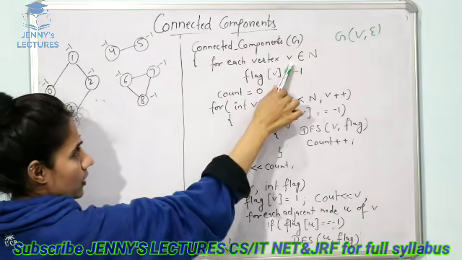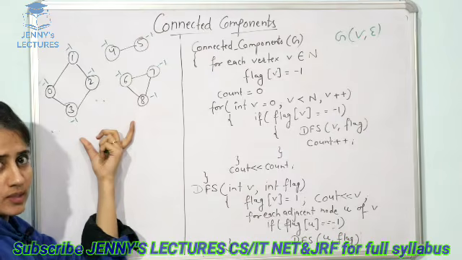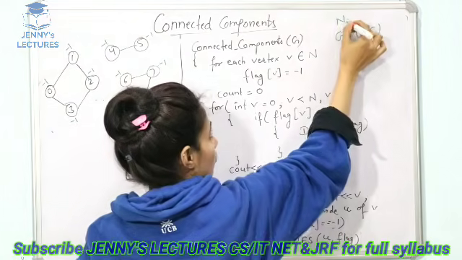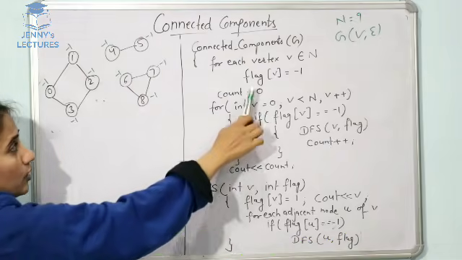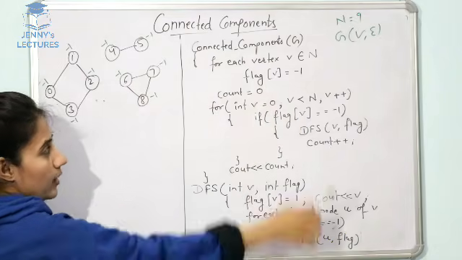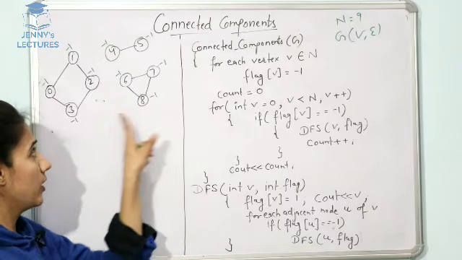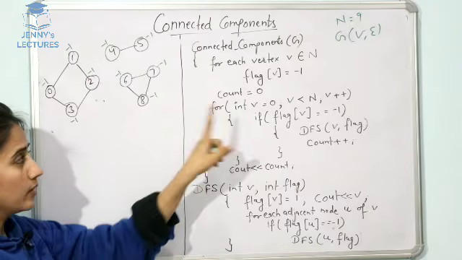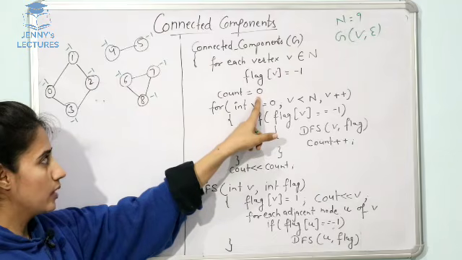For each vertex V belonging to n, here n is the total number of vertices in this graph. So n is here 0 to 8, which means we have 9, so the n value is 9. Flag of V would be -1. V would be from 0 to 8, and flag of 0 to 8 would be -1. In the start, the count value is 0. Count would be the total number of connected components.